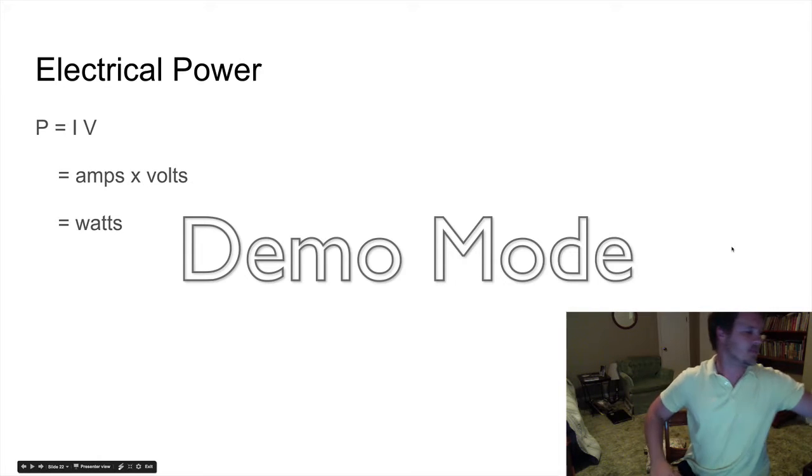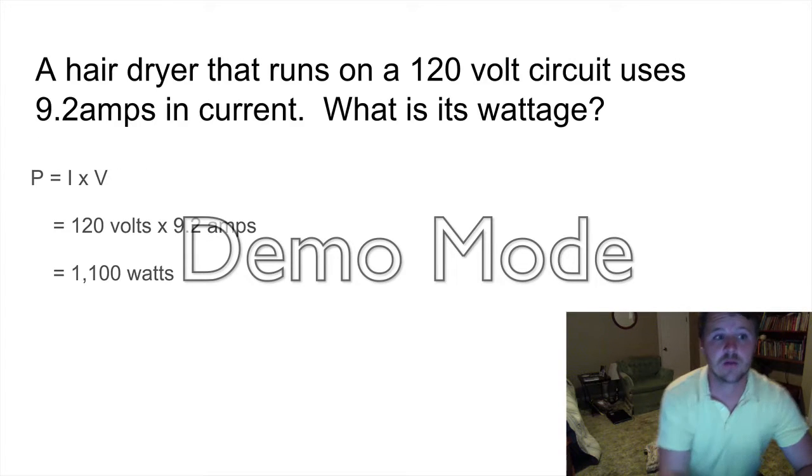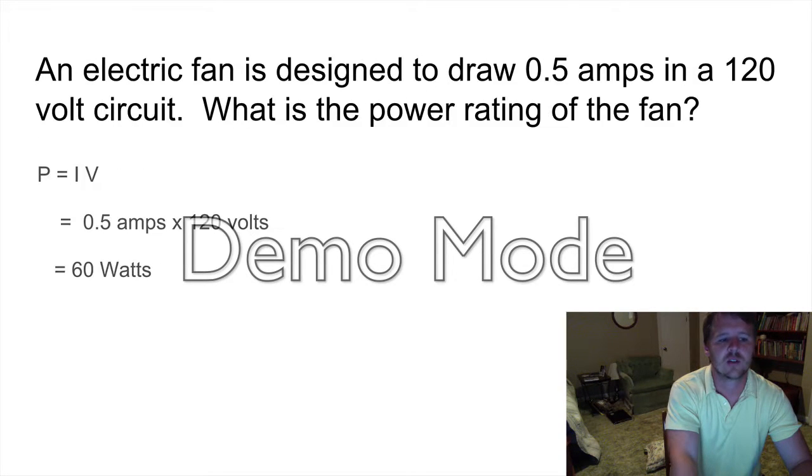So electrical power. This is another equation. Power equals amps times volts, which is watts. If you want to solve in this equation, power, which is watts, is on the left side, and is going to equal amps times volts. So you need to remember how to work this equation. And I have two practice problems here.